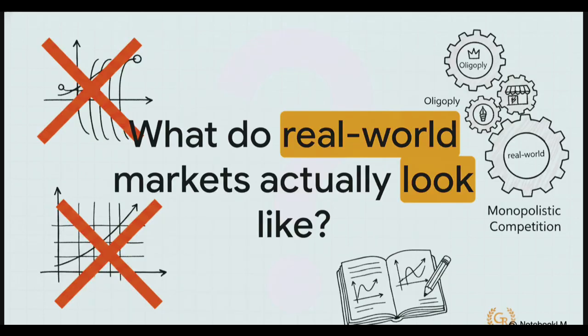So the crucial point is this. The source text tells us that true, flawless, perfect competition is largely a myth. And on the other extreme, pure monopolies are extremely rare because governments usually step in to regulate them. So, what do the markets around us actually look like? That provocative question is exactly where we're going to leave things today, teasing the real-world middle grounds of oligopoly and monopolistic competition that you'll encounter next.